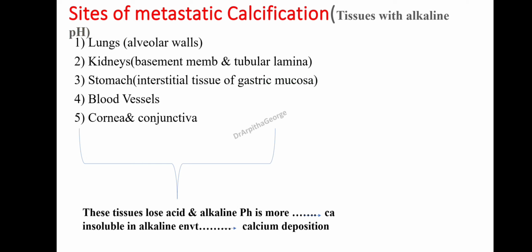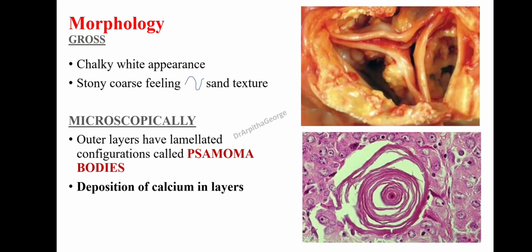The tissues with the alkaline pH, I already told you, will precipitate the calcium in the alveolar walls of lungs, in the basement membrane and tubular lamina of kidneys, and the interstitial gastric mucosa region of the stomach. Then again, the parietal cells. The stomach has parietal cells, right? If the parietal cells are losing HCl, the hydrochloric acid, again the cytoplasm will have an alkaline medium, so obviously calcium precipitation will come.